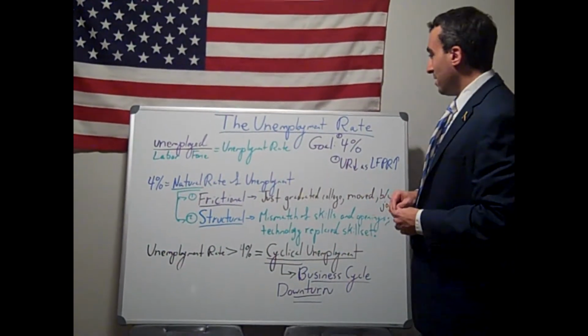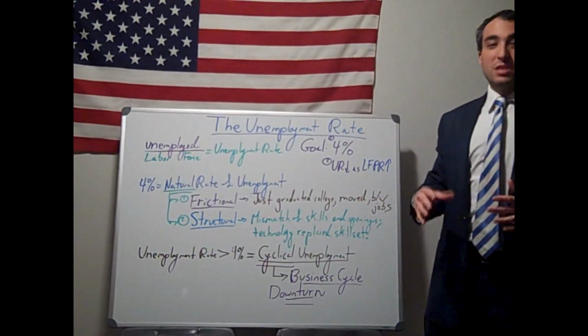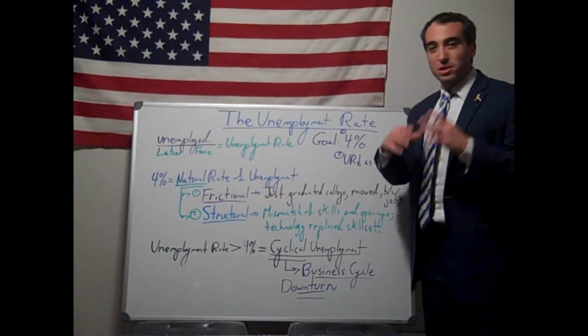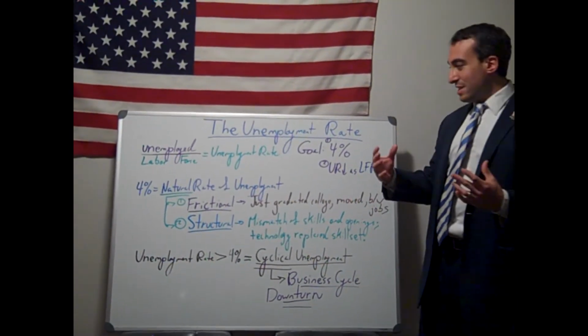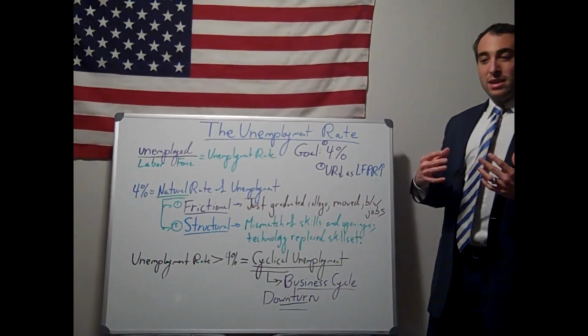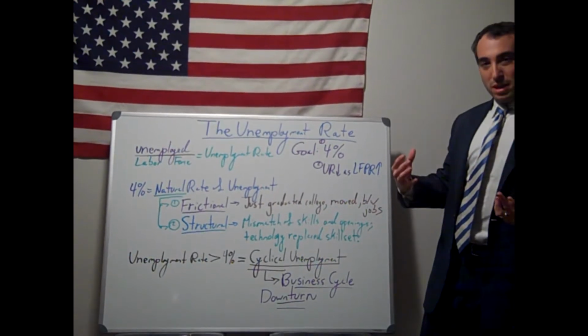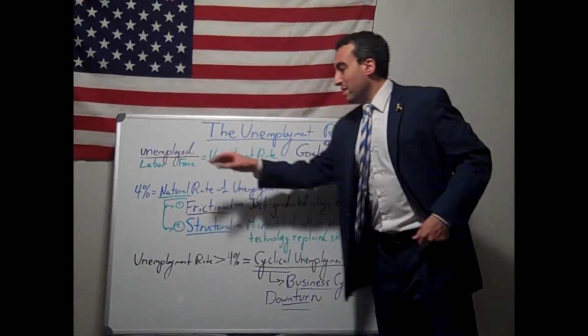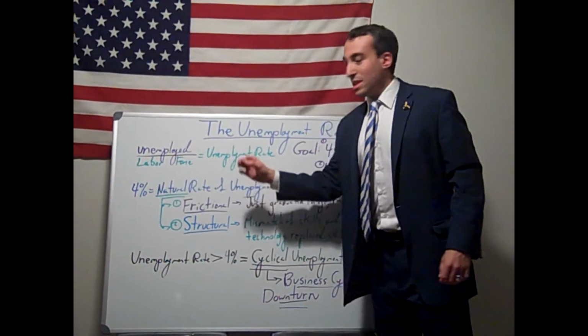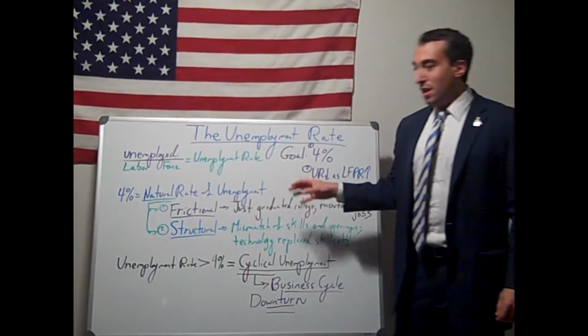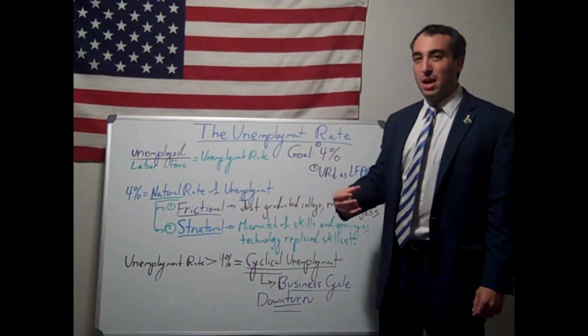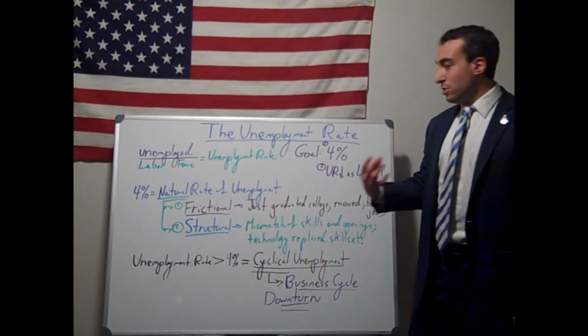Now 4%, right, we're not looking for 0%, we're looking for 4% because the Bureau of Labor Statistics recognizes that at any time 4% of the population might be what is called naturally unemployed. So we call this the natural rate of unemployment. Because at any time, 4% of the population might be going through 2 things.